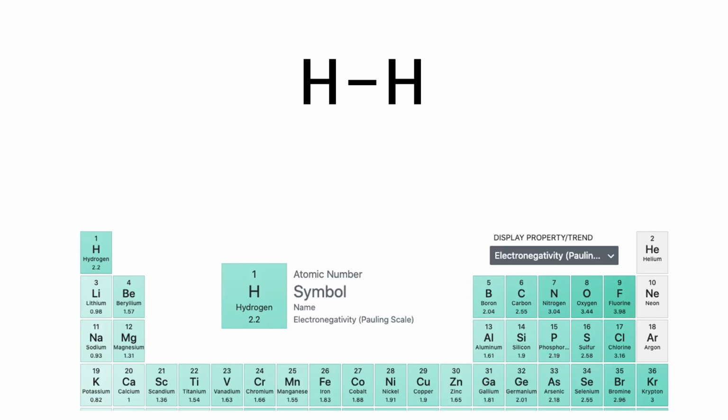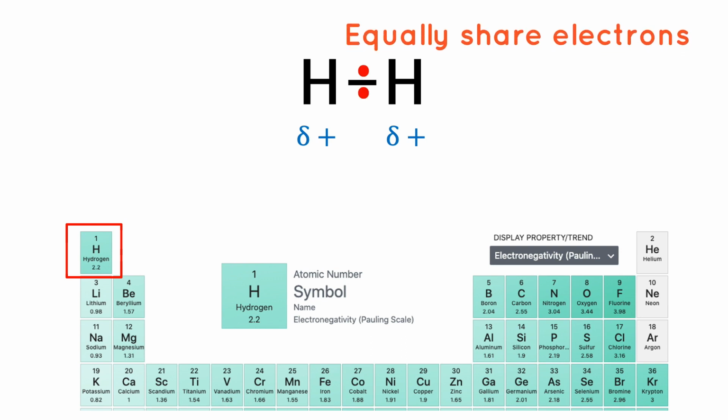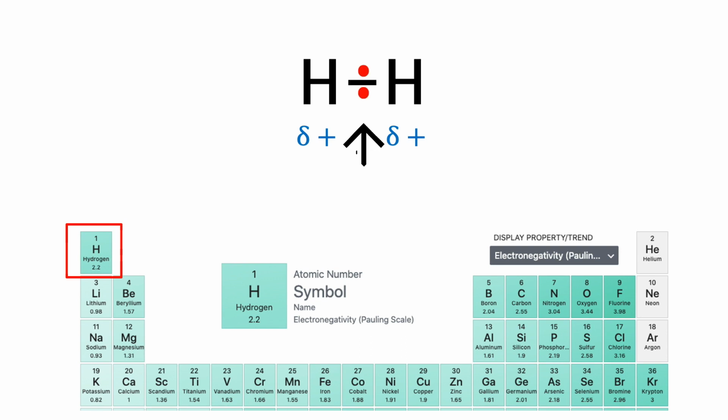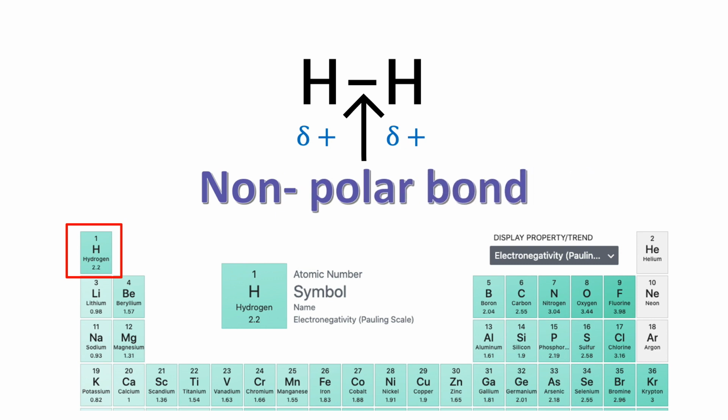Let's say that we have a diatomic molecule with similar atoms such as the hydrogen molecule. Since both hydrogen atoms have a similar magnitude of electronegativity, there is no electronegativity difference between both atoms. So, both hydrogen atoms will equally share the electron density in the bond. Therefore, the hydrogen molecule has a non-polar bond.